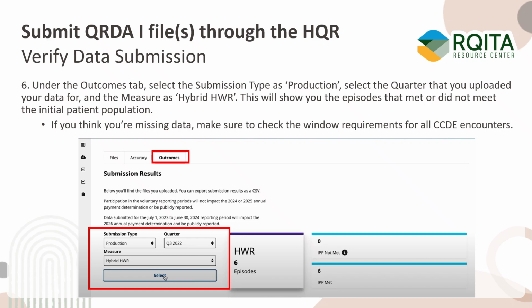If you think you have missing data, make sure you check the encounter window for all CCD encounters included in your file, or if you have all the requirements for the CCD encounters, try changing submission type to test to see if the data was submitted under the incorrect submission type.